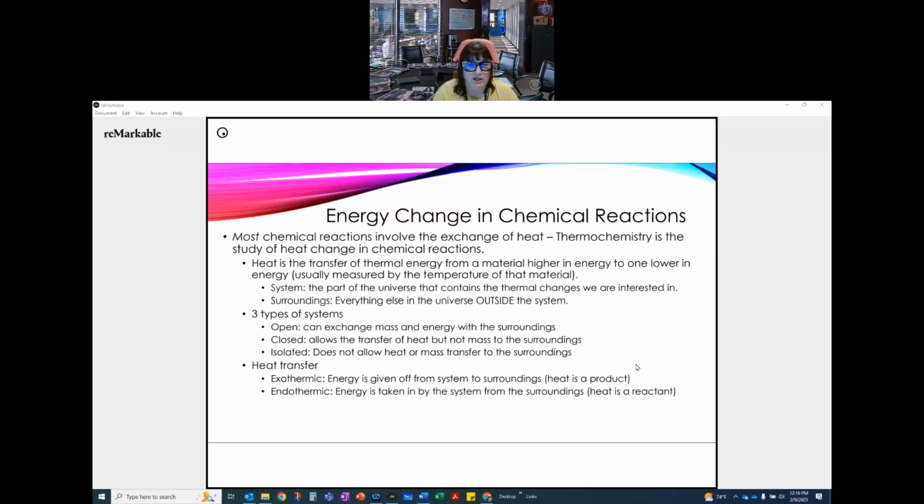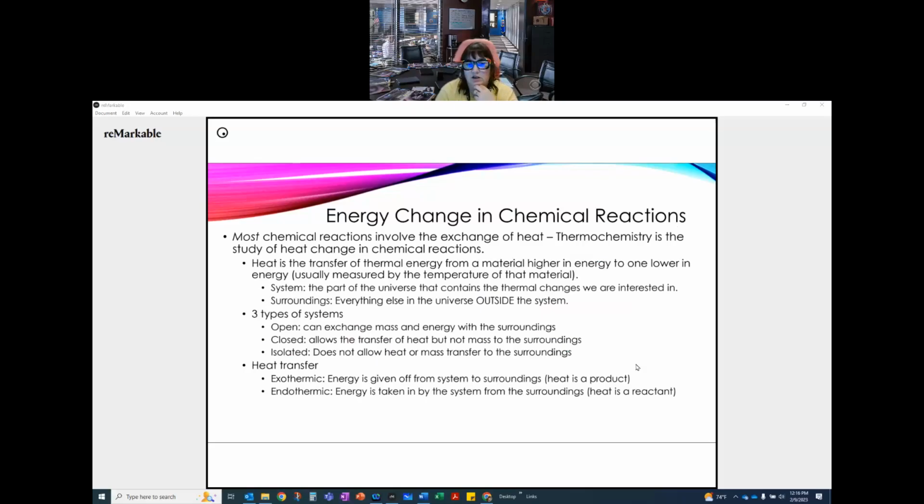And there are three types of systems that we need to be able to deal with. One is an open system, and that means it can exchange mass and energy with the surroundings. So I can transfer both mass and energy. A closed system allows the transfer of heat, but not mass. So all of the mass is trapped, but I can transfer heat between them. We also have something called an isolated system, where there is no transfer of heat or mass. So that's an isolated container. We have everything very well controlled. Those are the three types of systems we need to be able to consider.